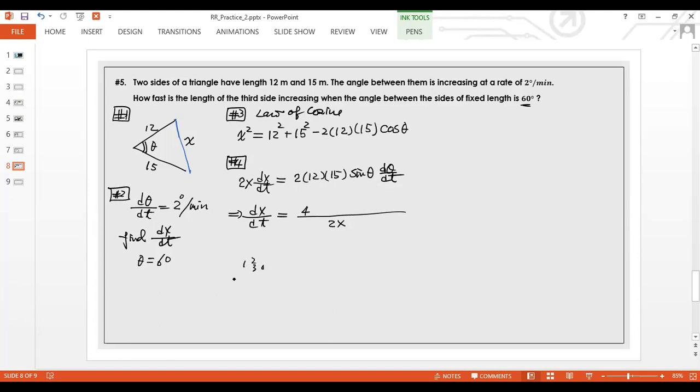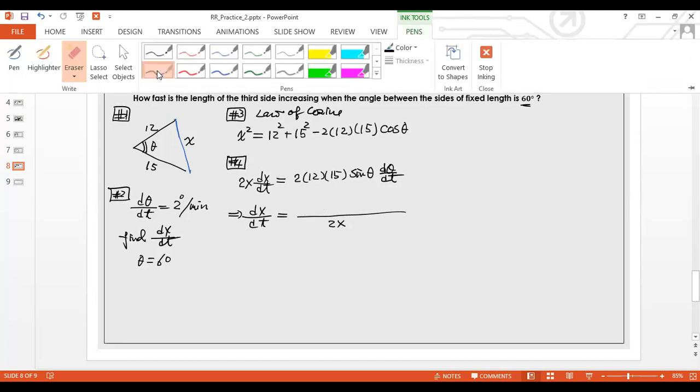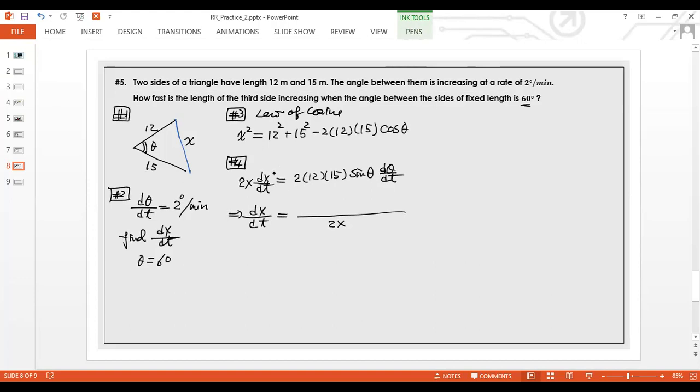30 times 12. Oh, 360, huh? So it's 360. My basic algebra was, okay, so it's 360. Okay, so this is 360 sine, what is the theta here? 60 degrees, right? And d theta dt.